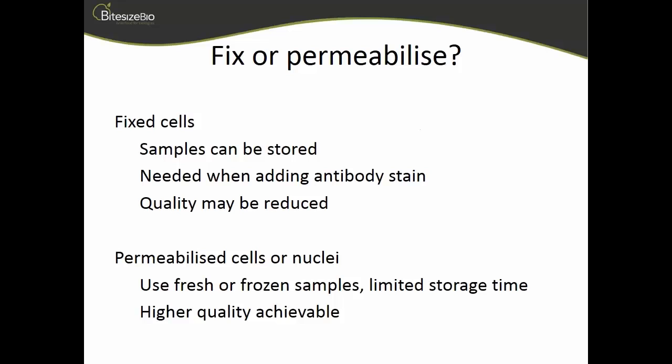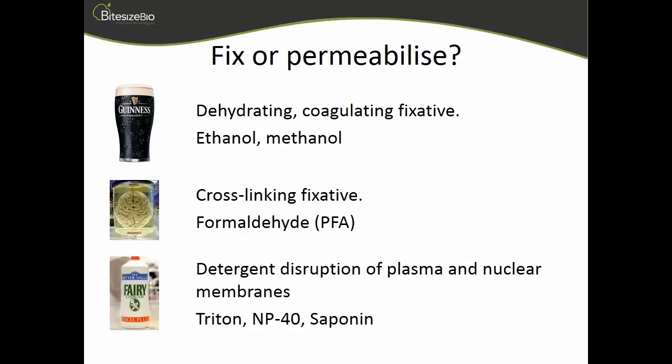But sometimes the quality of the DNA is maybe not quite as good in a fixed cell as in a permeabilised cell. The disadvantage of permeabilisation is that we have more limited storage time. We really need to run those samples relatively quickly after we've prepared them. But because permeabilisation tends to strip either the complete cytoplasm from the cell or removes a lot of cytoplasmic contents, we can sometimes get better resolved DNA peaks. So obviously the question is, which fixation or permeabilisation reagent do we use?